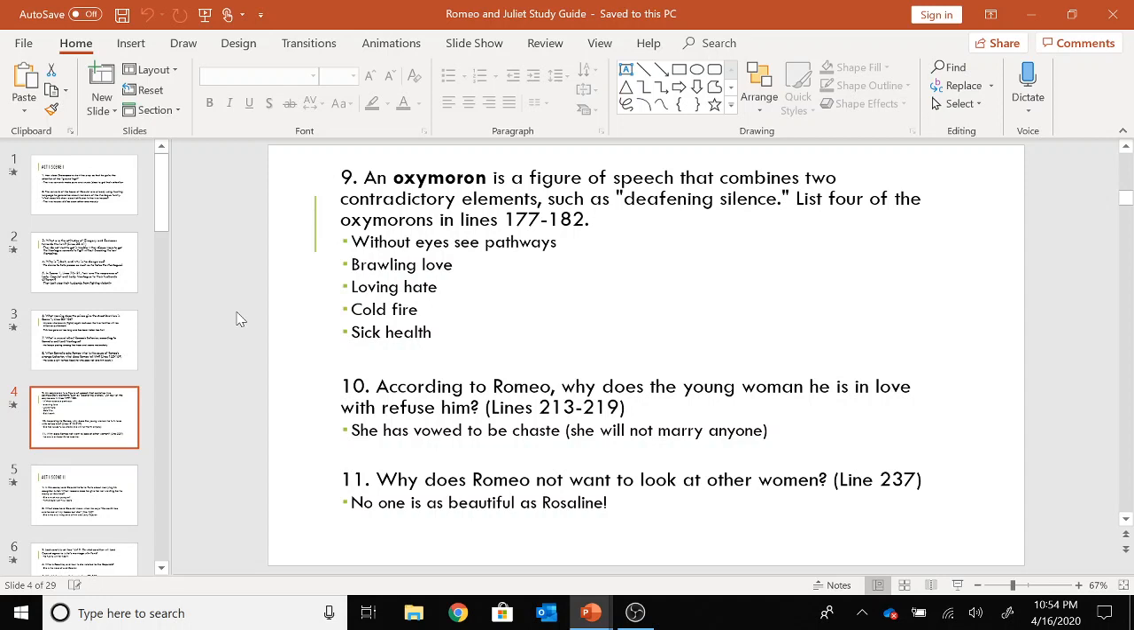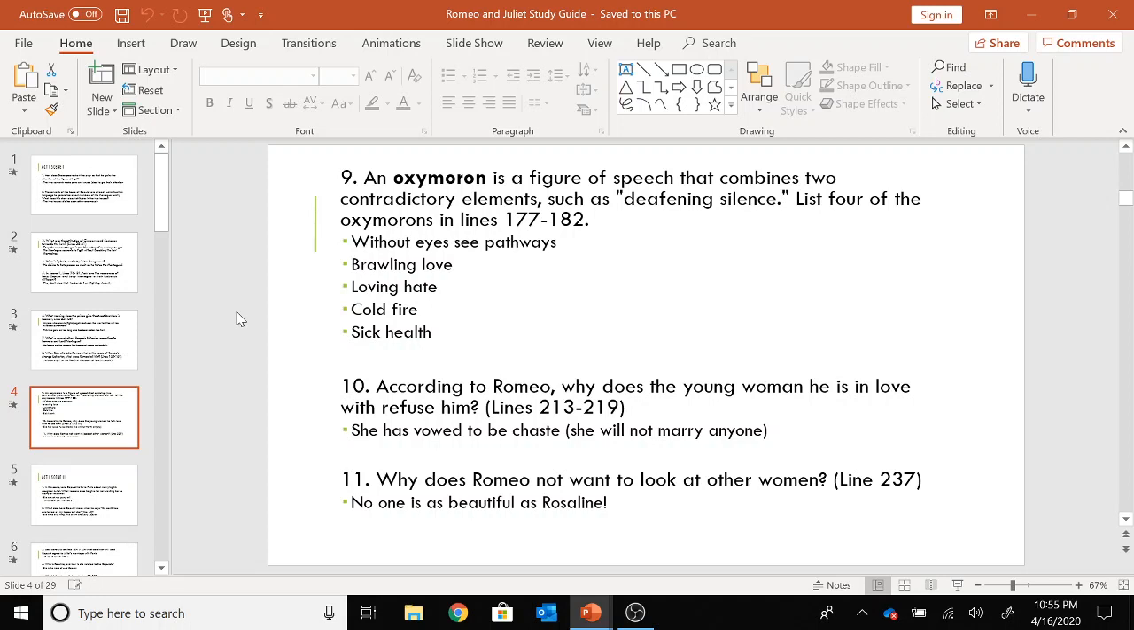Okay, we'll go back to number 9 here. An oxymoron is a figure of speech that combines two contradictory elements, such as deafening silence. You're asked to list 4 of these in lines 177 to 182. Now, we don't necessarily have to go through these individually, but what is important is that you know what that word oxymoron means, how to define it, as well as how to identify it. That is the key to literary devices. Knowing what something is and being able to identify it are completely different things. So if you see it in a line, it's important that you identify it. The more you do this, the better you're going to get at identifying it in the future.